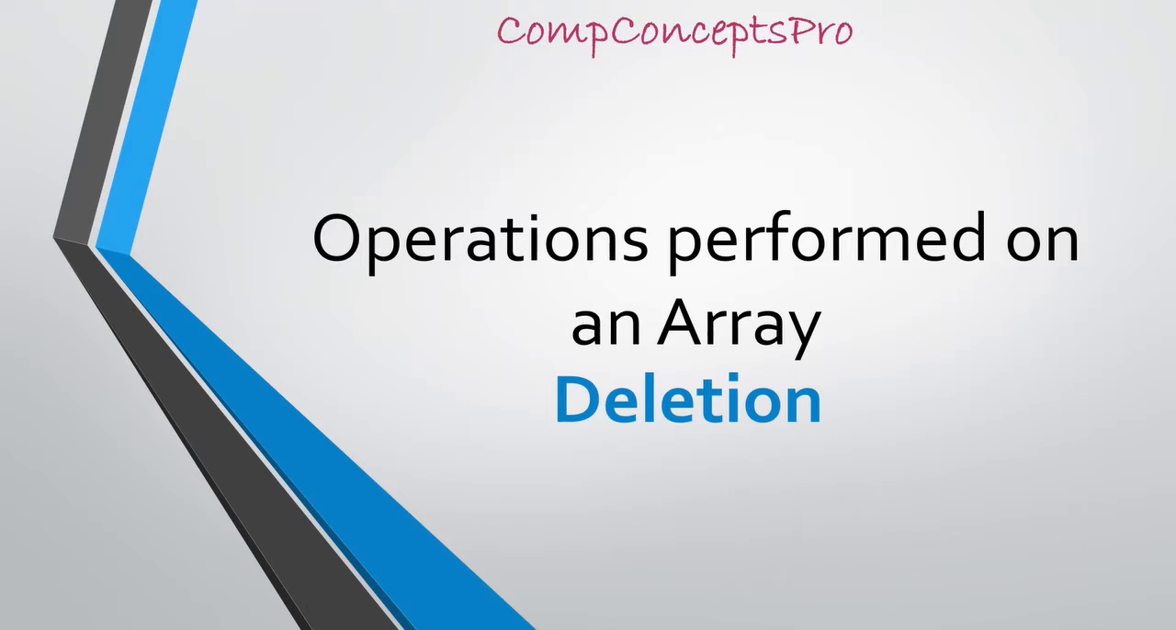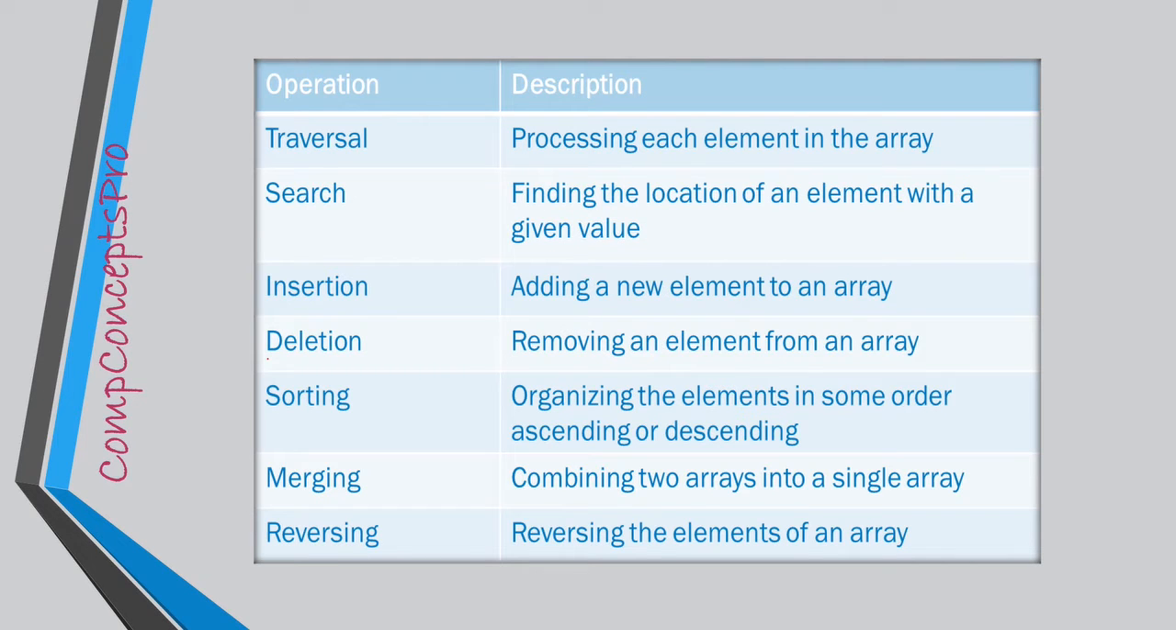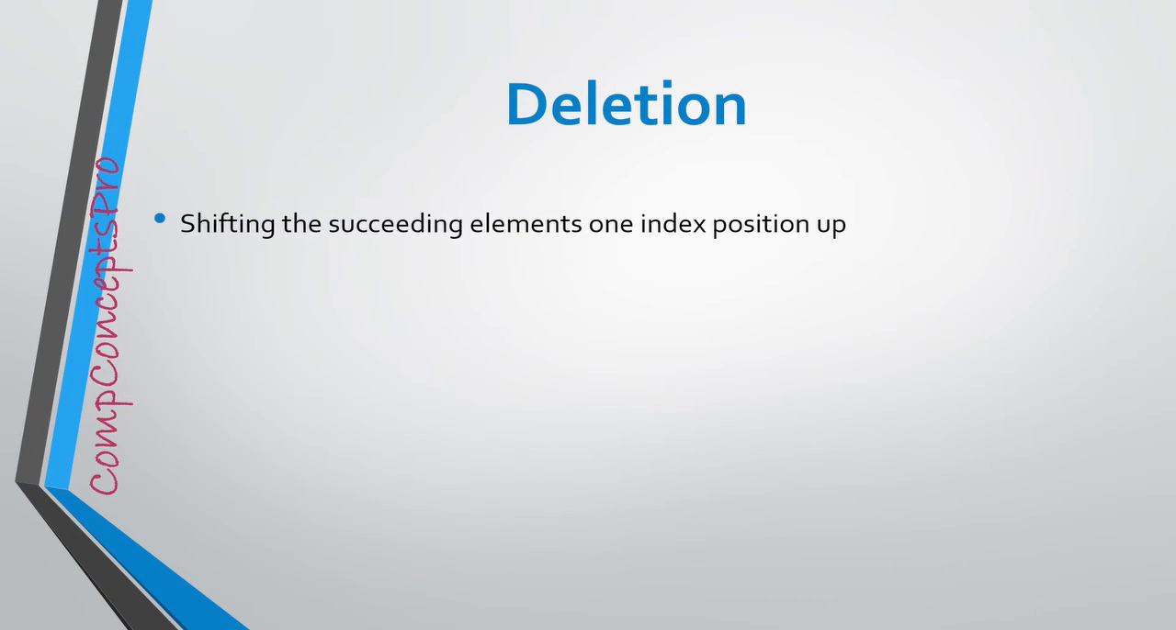In today's video, we are going to see how to delete an element from an array. Deletion refers to removing an element from the list. In the process of deletion, after deleting a particular element, we have to shift the succeeding elements to their previous index positions in the list. But this is not required if we are deleting the last element of the array. We don't need to do any shifting in this case.